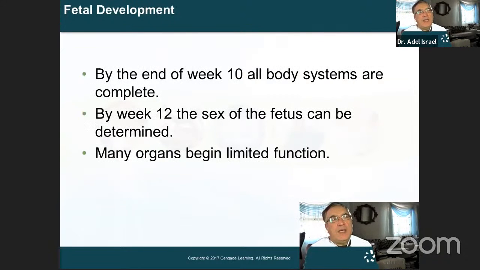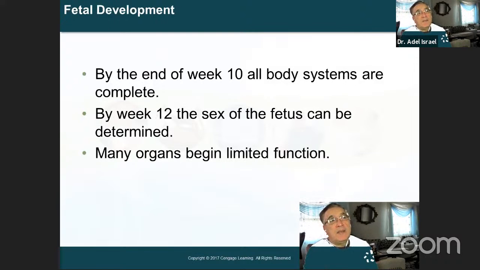By the end of week 10, all the body systems are completed. Very good. By week 12, the sex of the fetus can be determined. So don't believe anyone telling you that we can detect the gender of the baby before week 12. Week 12 means what? 3 months of pregnancy.